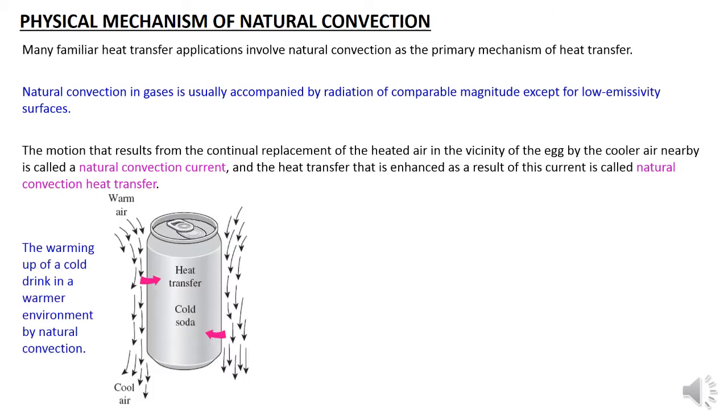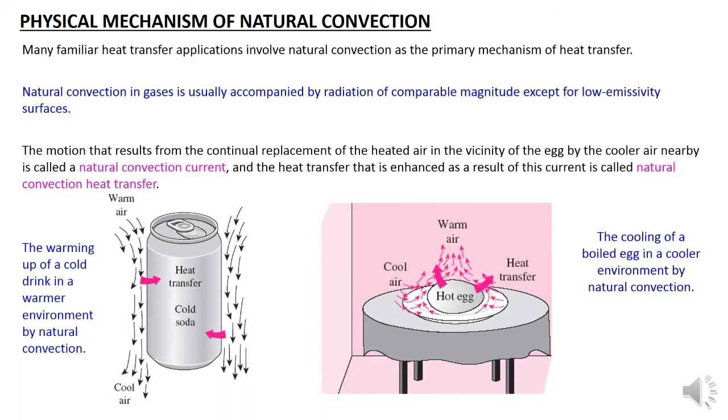Okay, we have two examples here: warming up a cold soda can, and also cooling of a hot egg. As you can see, there is a natural convection current on both of them. If the system is going from cold to hot, the natural convection current will be moving downwards, whereas for a hot system becoming cold, the natural convection current will be moving upwards.